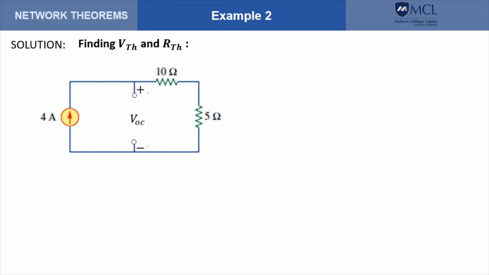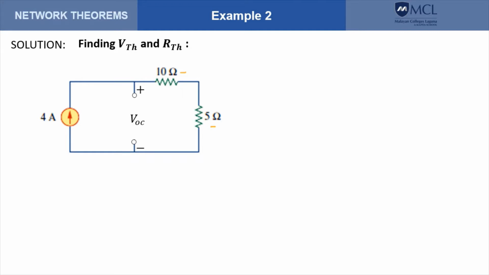Now, in order to compute for the voltage VOC, we need to find a simple or the simplest loop that traverses VOC and does not contain any current source. And that loop would be this one. Okay, so it traverses VOC and there is no current source whatsoever. Now to write KVL in this loop, we need to know the current passing through the 10 ohm resistance and the 5 ohm resistance.